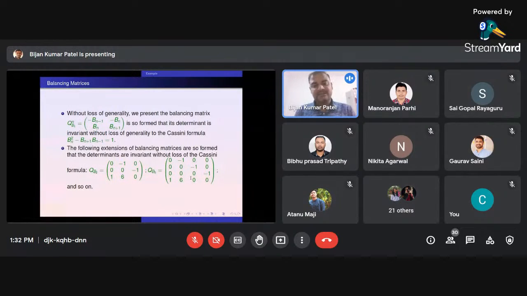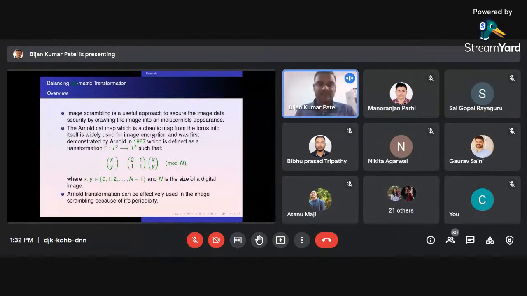So the 3 by 3 matrix we have just extended is 0 minus 1 0, 0 0 minus 1, 1 6 0. Basically the matrices are built from the first three balancing numbers. So basically QB3, QB4 and so on, one is able to extend.